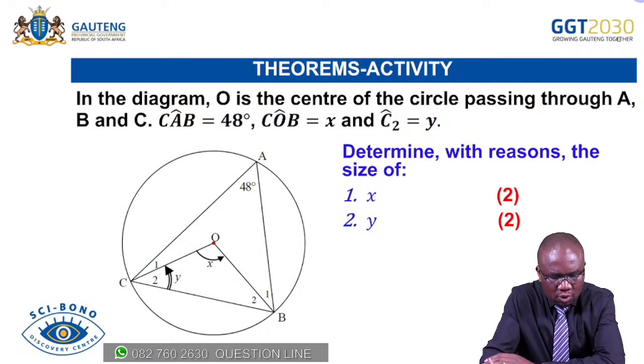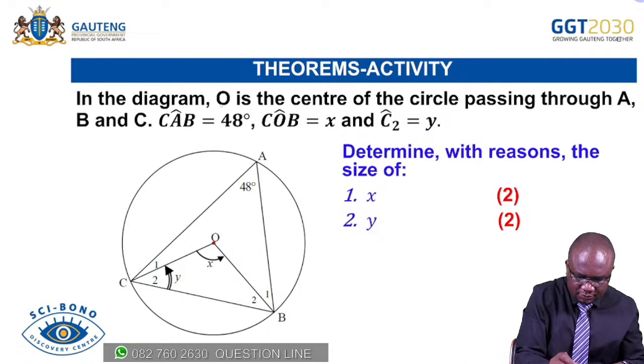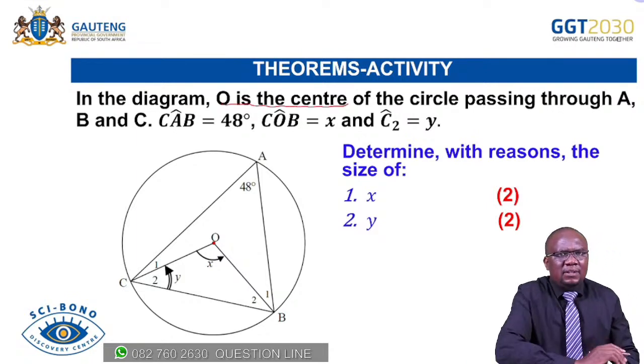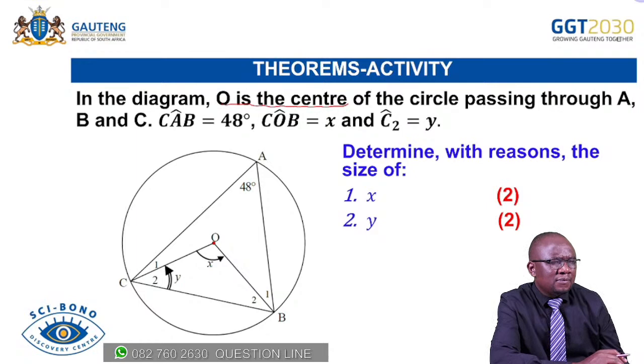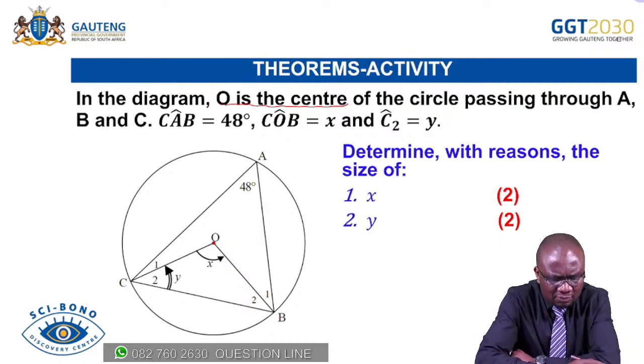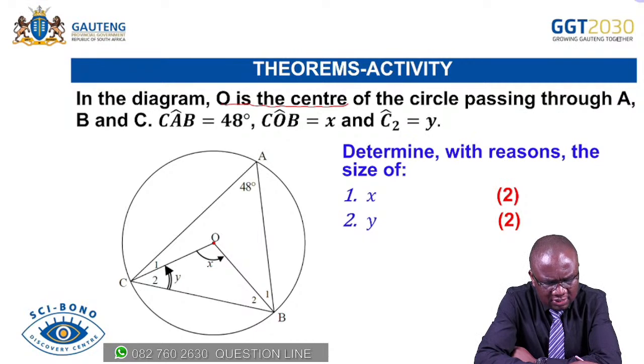In the diagram, O is the center. I'm thinking about center theorems now. Are they going to talk about the chord? Are they going to talk about the line from the center to the midpoint of the chord? I'm not sure. Okay, let's see. In the diagram, O is the center of the circle passing through A, B, and C. CAB is equal to 48 degrees. COB is equal to X. Angle C2 is equal to Y.